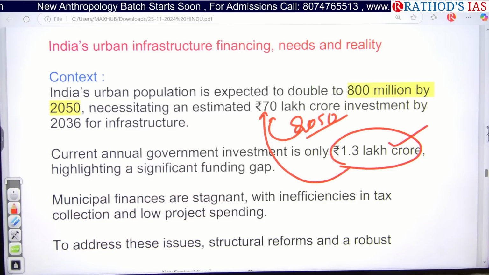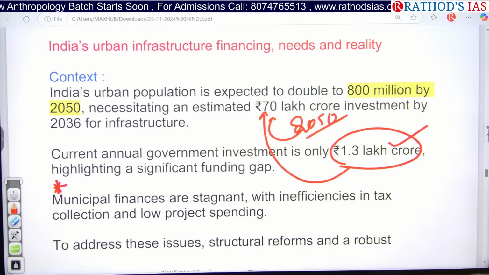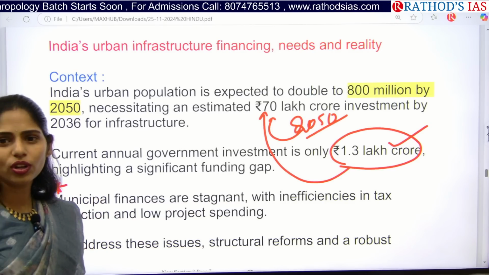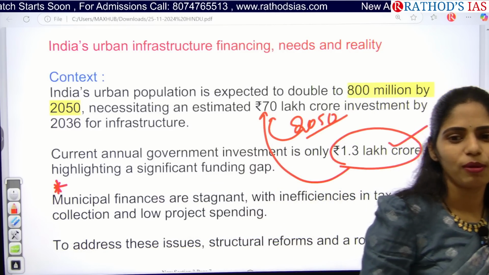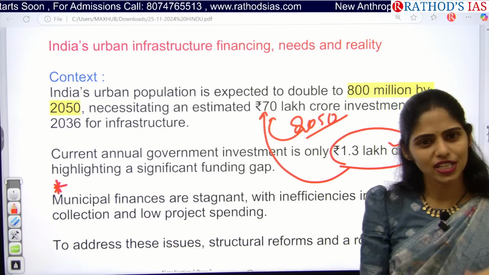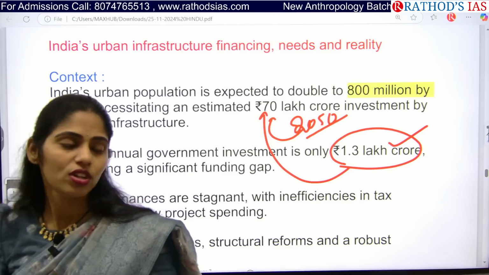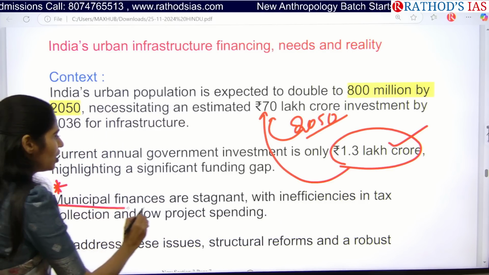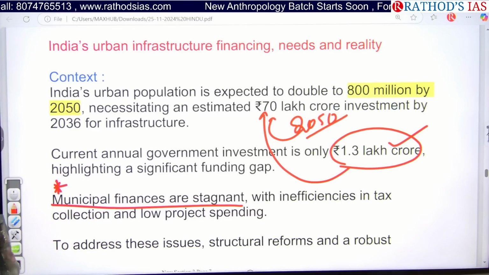in the urban areas. So here, one more problem is, normally in urban areas, what is the local self-government body we have? Municipalities. So what is the problem with these local self-government bodies, either panchayats or municipalities? Do they have their own finances? No. The finances of these municipalities are stagnant, and they are also inefficient in tax collection.